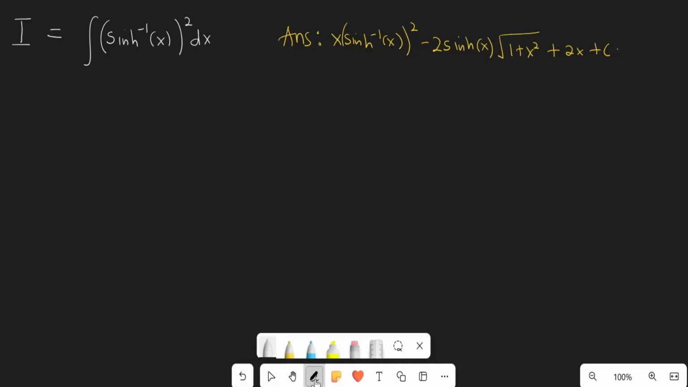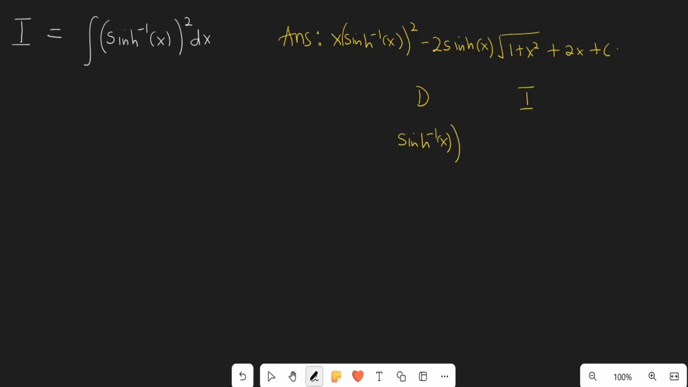So integration by parts, what I can do is the DI, which is the shortcut to the integration by parts. I am going to differentiate the whole integrand, which is the sine hyperbolic inverse of x, all this one squared, and I'm going to just integrate 1 dx. So this is plus, next one is minus.